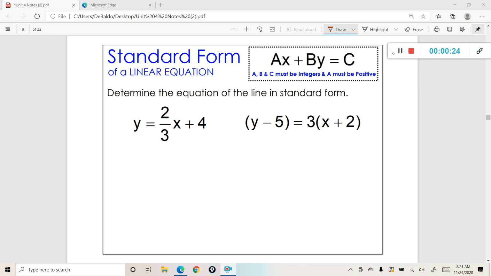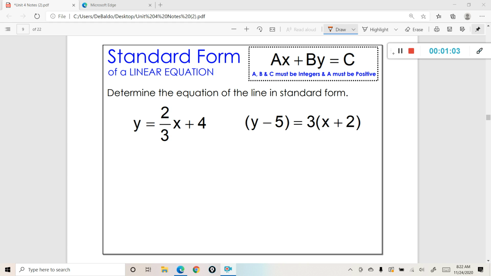There are a couple stipulations you have to be aware of with standard form, and the stipulations are here in blue. It says that A, B, and C must be integers. So A and B represent coefficients of the variables x and y, and C represents our constant. And all three of those numbers have to be integers in order for this to be in standard form. Also, A, that first coefficient, must be positive. It doesn't matter if B or C are positive or negative. As long as A is positive, you're good to go. Okay, let's keep those things in mind as we work through these problems.